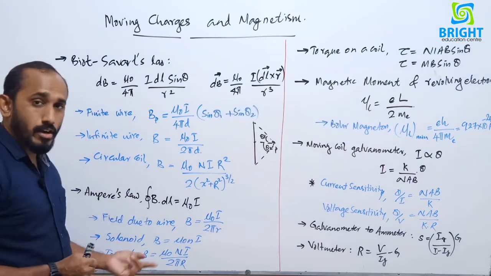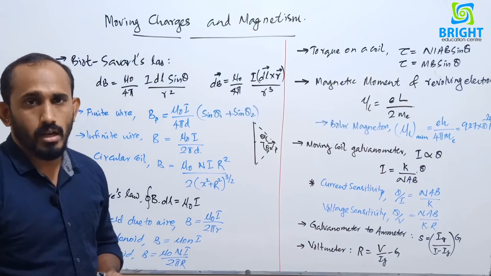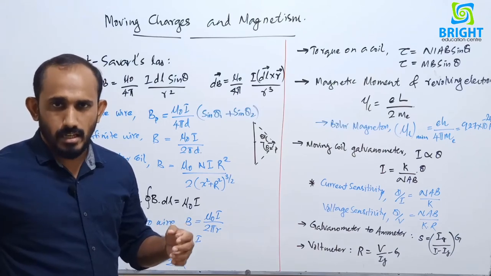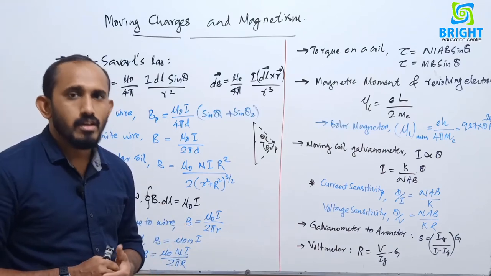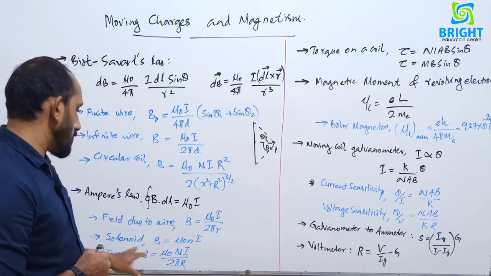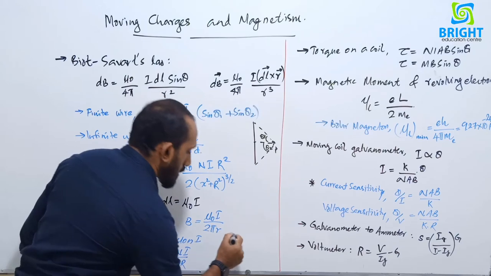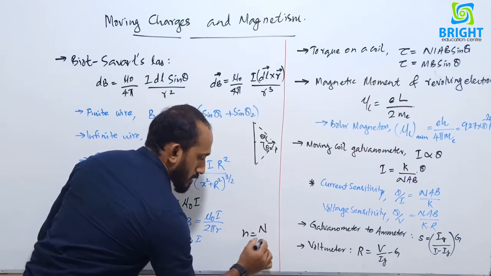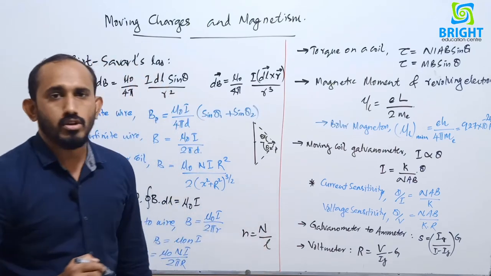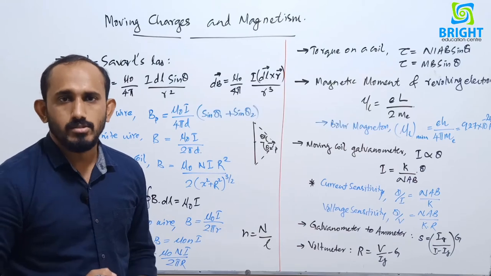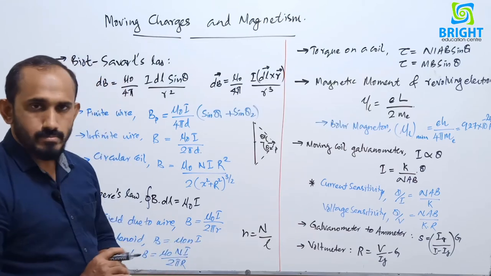Then for a solenoid, which is a coil wound in the form of a cylindrical shape, it gives a magnetic field when current is passing through it. B is equal to mu zero n I, where this n is the number of turns divided by length. Total number of turns per unit length is called small n, mu zero n I.